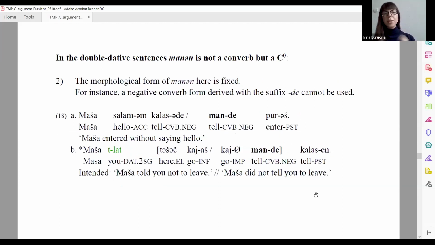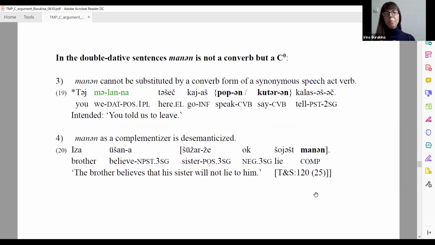Second, we also know that the morphological form of manen in such constructions, in double dative constructions, is fixed. So for example, I cannot create a negative converb out of that, although in principle with a lexical verb it should be possible. Thirdly, manen cannot be substituted by a converb form of a synonymous speech-act verb. So I can have manen as my complementizer, but I can't have, let's say, popin or kutiren, right? Which are semantically also speech-act verbs like to speak and to say, but they have not been grammaticalized into complementizers.